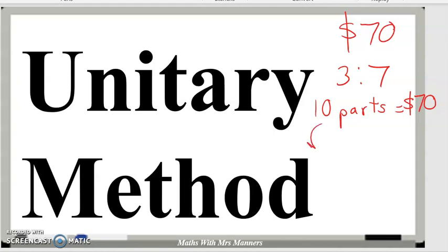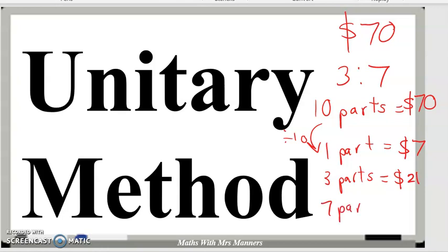So if we do that, we can actually work out what one part is by dividing by 10. And if we do that, we'll get one part is $7. And then we can work out what 3 parts are, which would be 3 lots of 7, which is 21. And also what 7 parts are, which is 7 lots of the one part over here, which is 49. And if I were to add those two amounts together, I can see that they do in fact make $70.